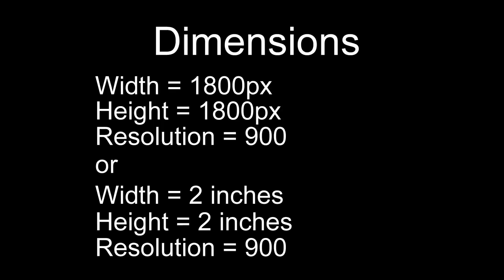These are the dimensions you will use for a super slide. If you're using pixels, then both the height and width will need to be set at 1800 pixels, and the resolution must be set at 900. If you prefer to use inches, then the height and width will need to be set at 2 inches and the resolution needs to be set at 900.